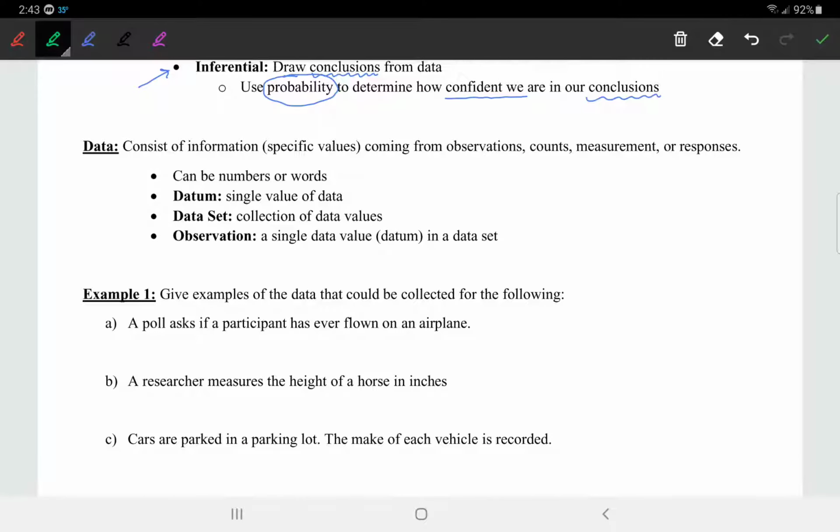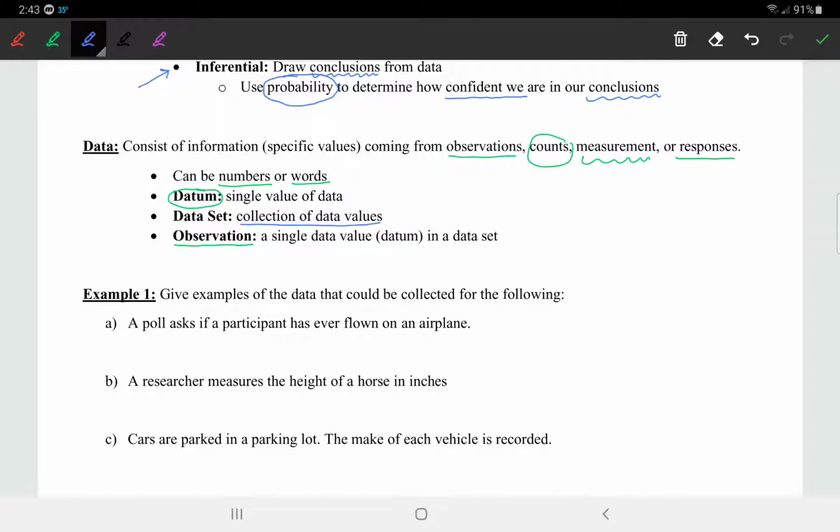So what is data? Well, data consists of information, specific values. We can get that from observations or from counts or from measurements or from responses. Data can be numbers or words. If we're talking about a single value of data, sometimes you'll hear the word datum. That's the official word for a single value of data. Oftentimes, though, we'll use this word, an observation, to mean a single value of data. And the observation is in a data set. What is the data set? Well, it's the collection of all data values.